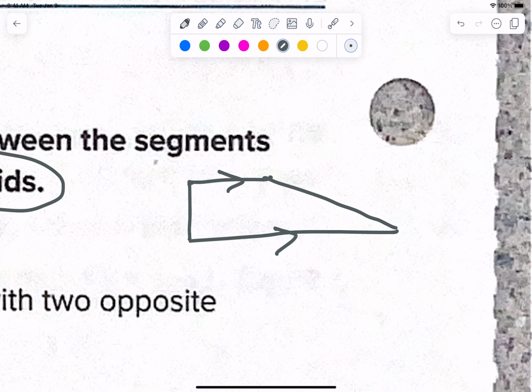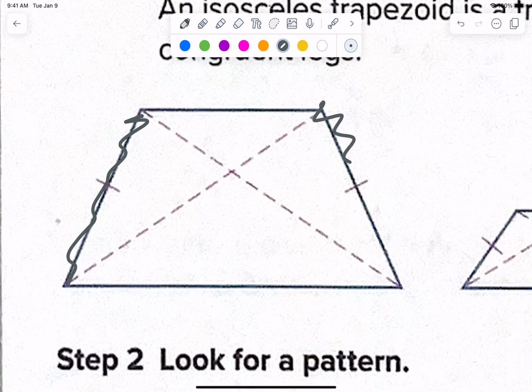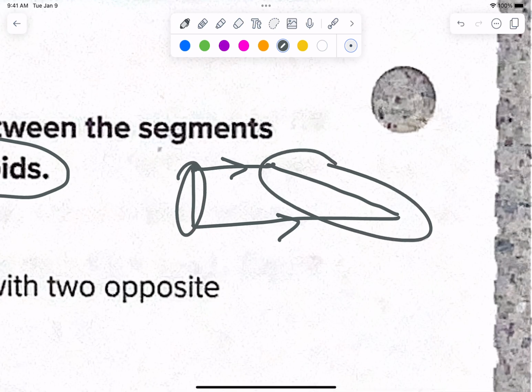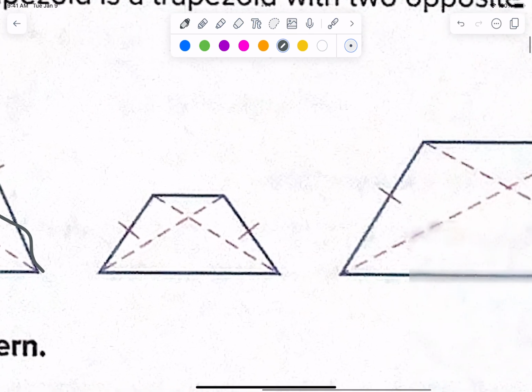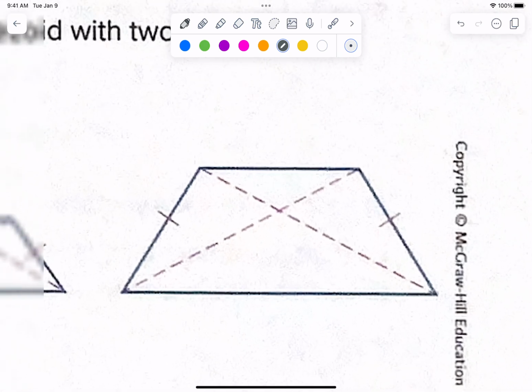In order to be an isosceles trapezoid, do you know what an isosceles triangle is? 2 sides are the same. That's the same thing with an isosceles trapezoid. These 2 sides, the ones that are not parallel, are the same length, right? Which is not true in just a regular old trapezoid. This one's obviously shorter than this one, okay? So isosceles trapezoid, we have those 2 sides are the same, and then our top and bottom are parallel. Those 2 sides are the same, top and bottom are parallel. So that's what we're talking about.